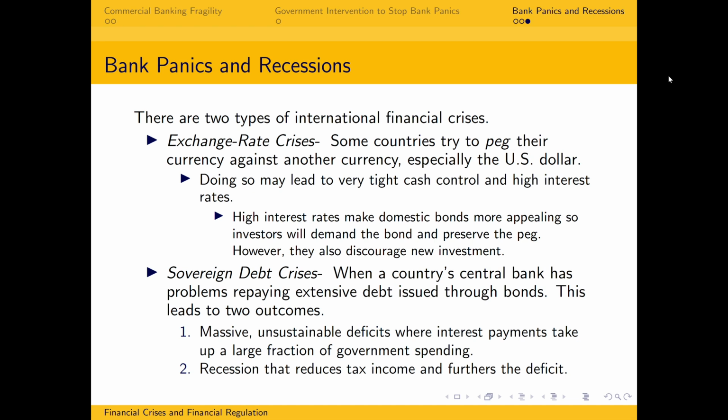Now, on the flip side, we have what we call sovereign debt crises. And this is just when a country's central bank has problems repaying an extensive debt that it issues through bonds. And there's usually two ways that sovereign debt crises end. First are massive unsustainable deficits where the interest payments just make up too large of a fraction of government spending to be sustainable, or we just see a massive recession that reduces tax income and furthers the deficit even more.